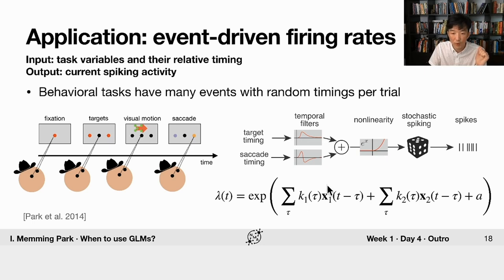So in equation form, you can see that it's still a linear form. You have your covariate x1, which is, let's say, the target timing, and x2, which, let's say, is the saccadic eye movement timing. And you just have to fit your GLMs to recover these temporal filters. How much modulation does it have in terms of the firing pattern of this particular neuron?